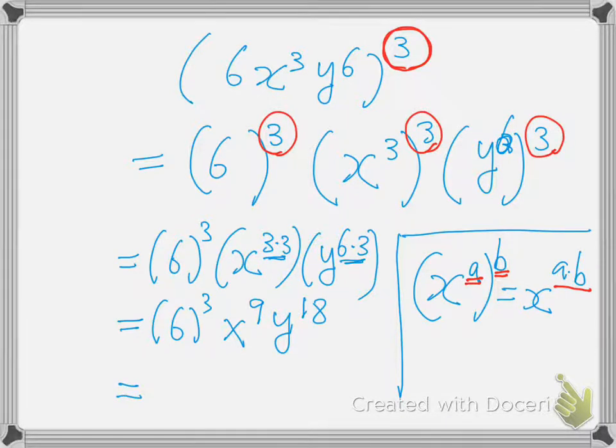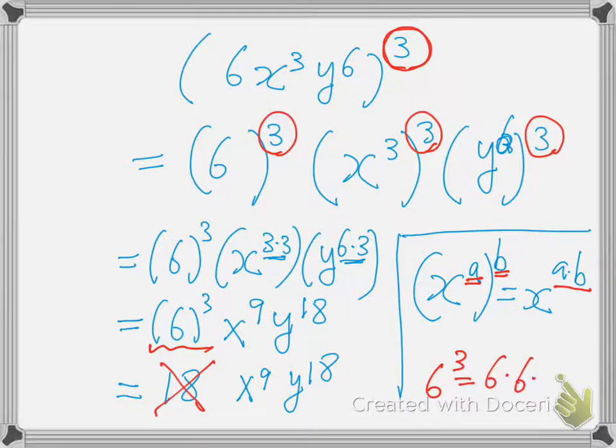Now a lot of students give me the answer 18 x to the 9, y to the 18. So this answer is wrong. Why is this answer wrong? Because 18 is wrong. What is 6 cubed? 6 cubed is 6 times 6 times 6. So it's not 18. It is 36 times 6, which is 216. So the answer is 216 times x to the 9 times y to the 18th.